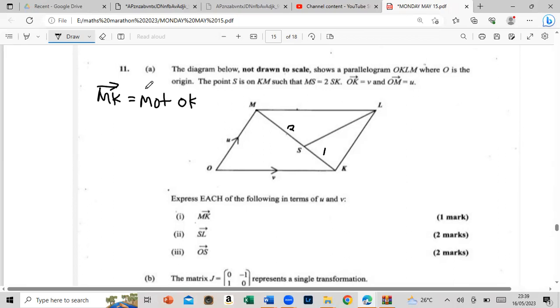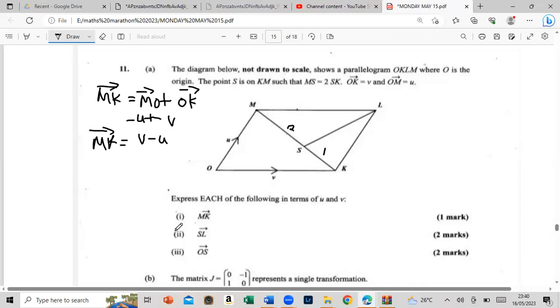That would be from M to K. So now, MO, we are going against the arrow. So when we're going against the arrow, we have a negative, and the size of it will be U. So we just put minus U, and we're going with the arrow, so we put V. Or we can turn it around and say that it's V minus U, just to not have the negative angle here.